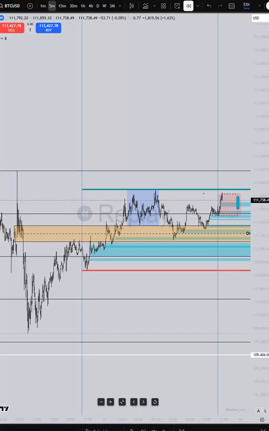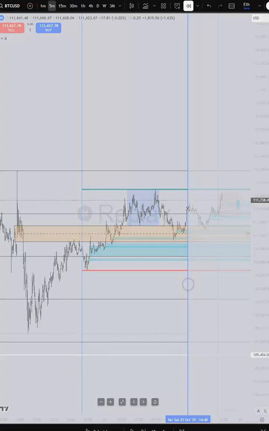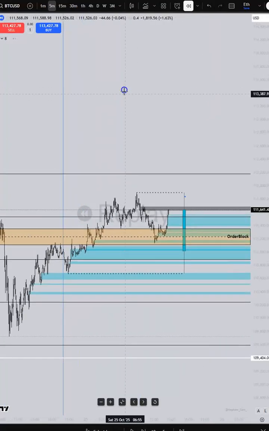So my entry was here. So price reaching that high with our bias on daily and hourly.